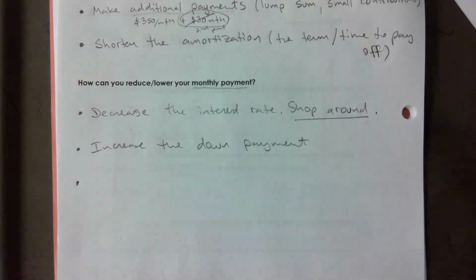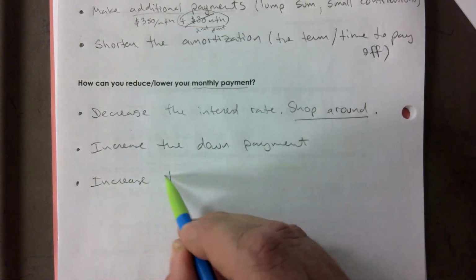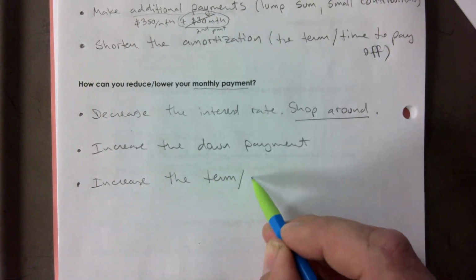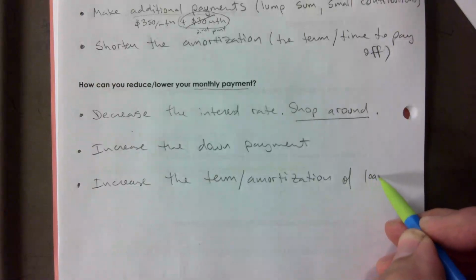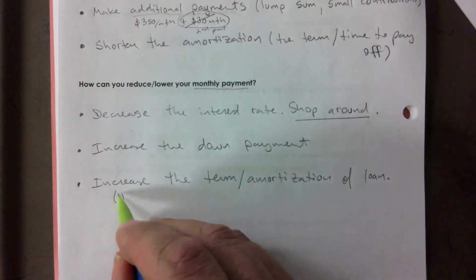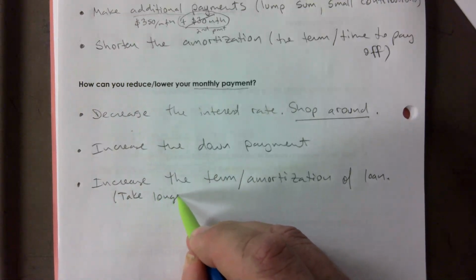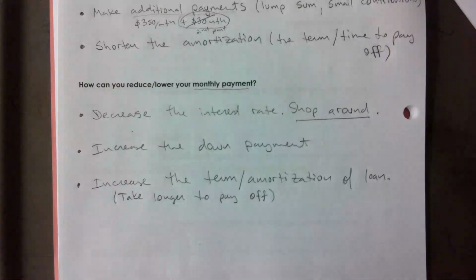And here it gets a little controversial. If you want to have a lower payment, you can increase the term or amortization of the loan. And these are exactly the same as mortgages, okay? Increase the term or amortization. Take longer to pay it off. You want me to write that in layman's terms here? Take longer to pay off. And that's it. We're good there. All right?